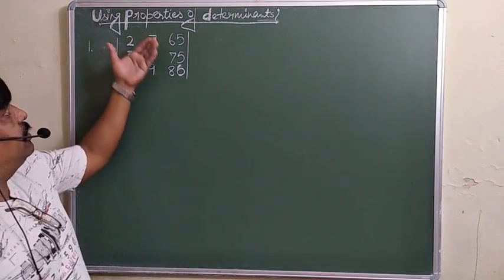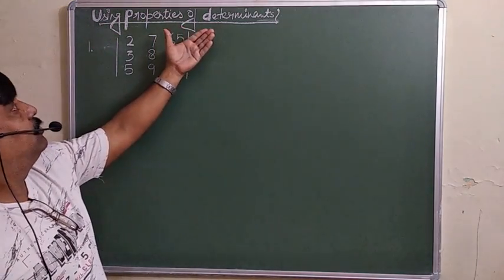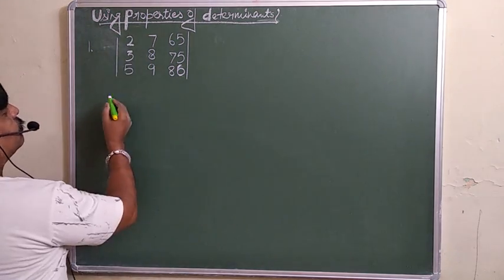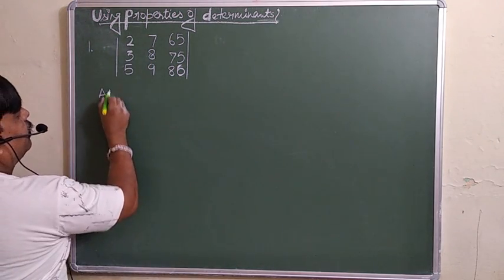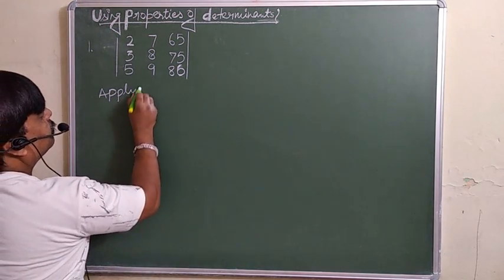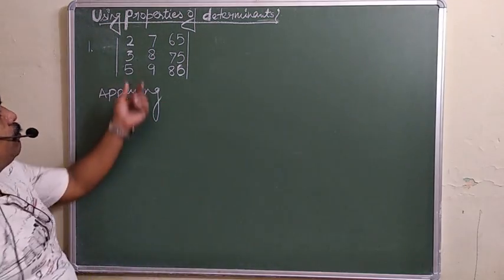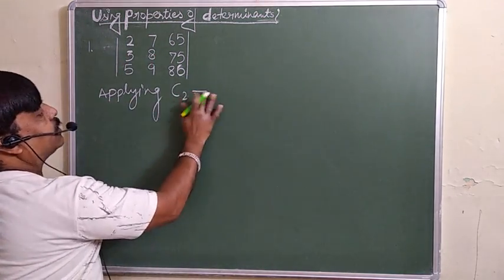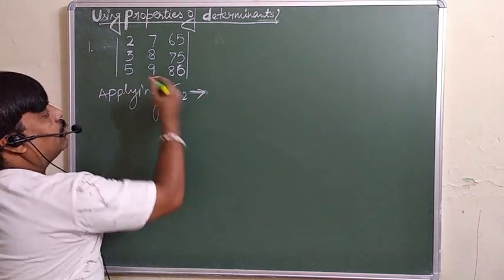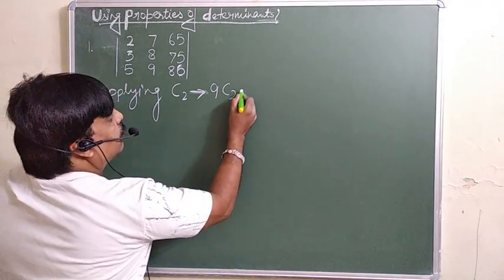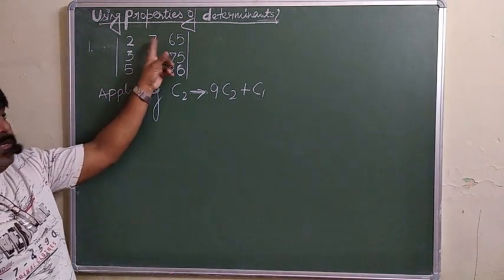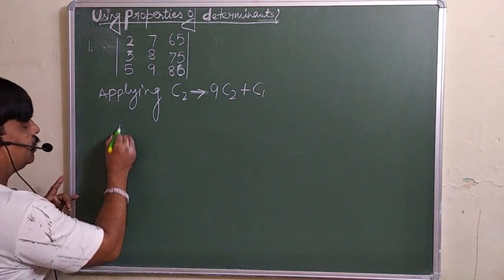In this question, with the help of the properties of the determinant, we will solve it. Here we can apply, in the second column, 9 times of C2 added to C1. We are just adding 9 times of C2. So what you will get is here only now.